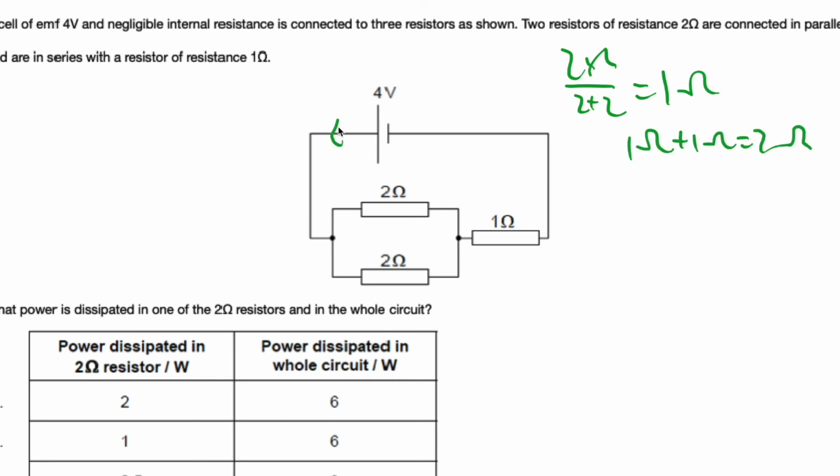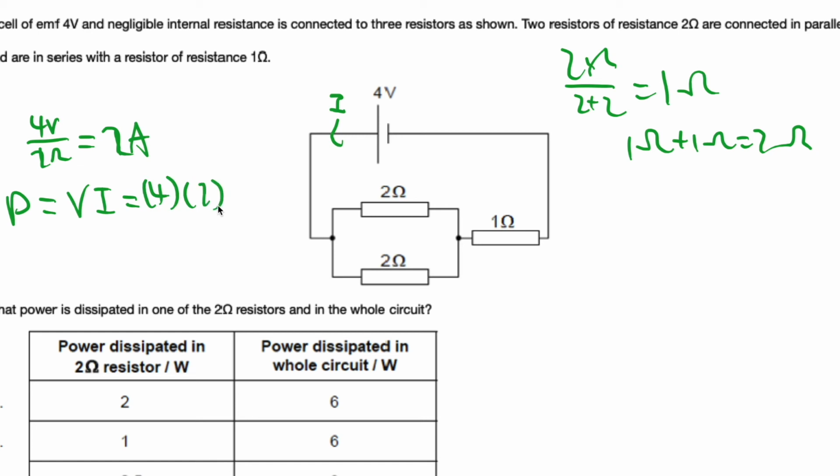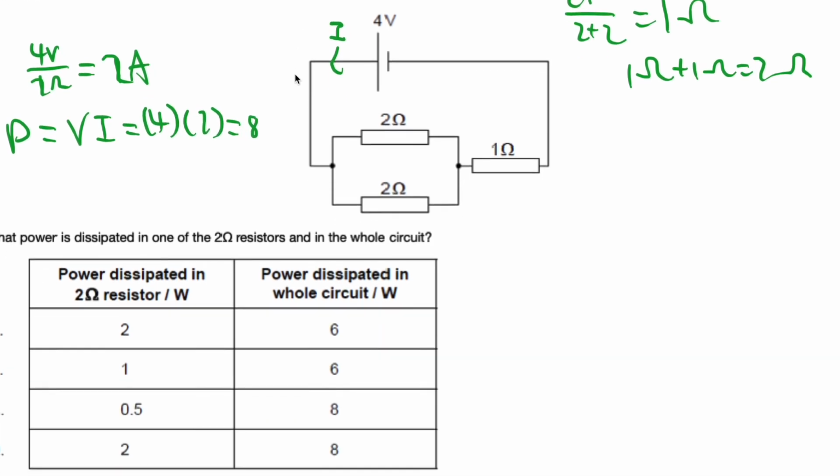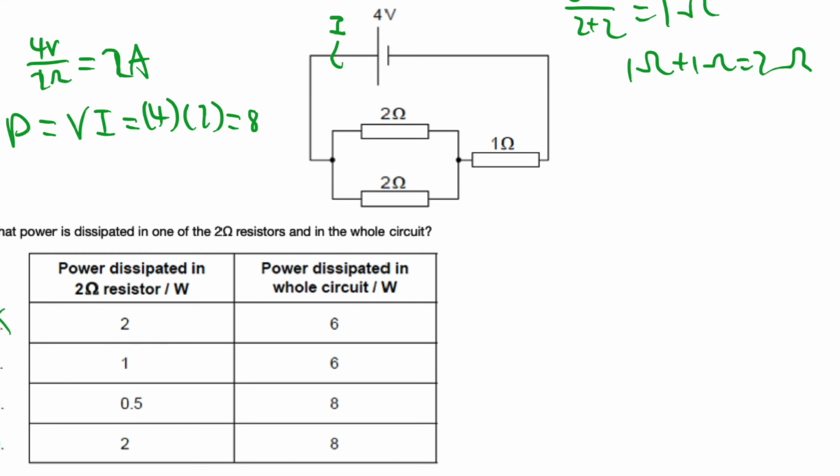So the current flowing from the terminal is equal to 4 volts over 2 ohm, which is equal to 2 ampere. Right. And we know power in the circuit is equal to voltage times current. So 4 times 2 is equal to 8 watts. So option A and B, they are both wrong.